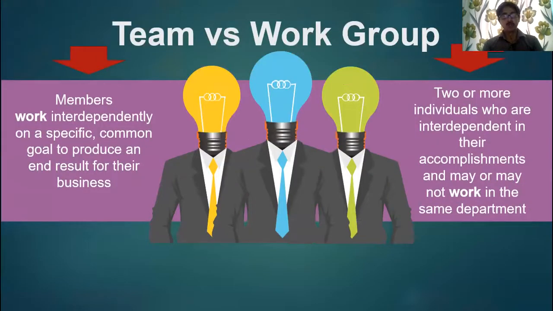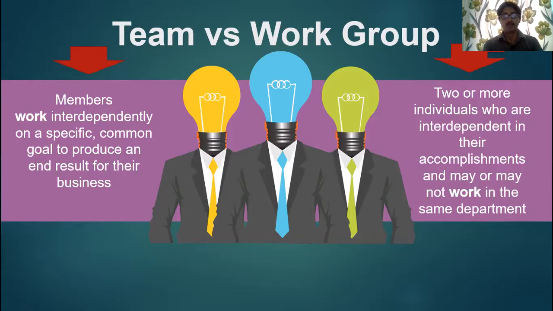Okay, to start with, let's differentiate between the team and a work group. As you can see on screen, the members work independently with a common goal, and they are part of a department. In case of a work group, it is similar as far as the functionality is concerned. They are similar to a team, but they do not belong to the same department. When a committee or a task group is formed, normally the efficient and competent people are picked up from the different departments, and a particular committee, task force or group is made. So that is basically the work group.